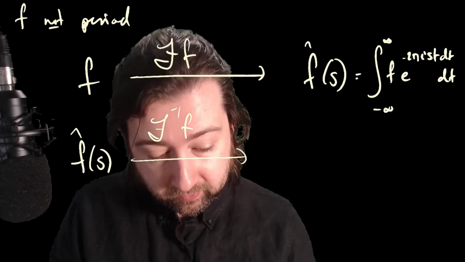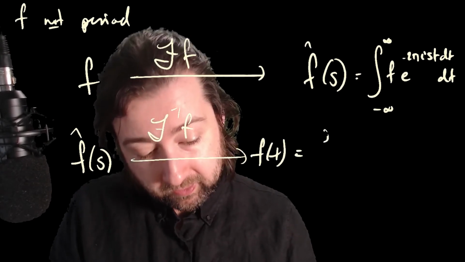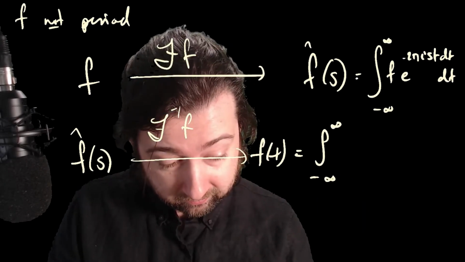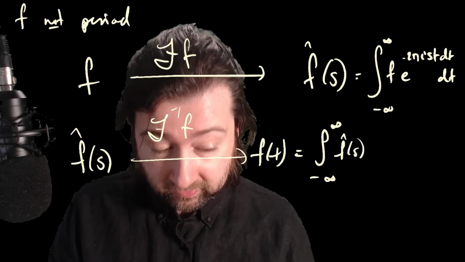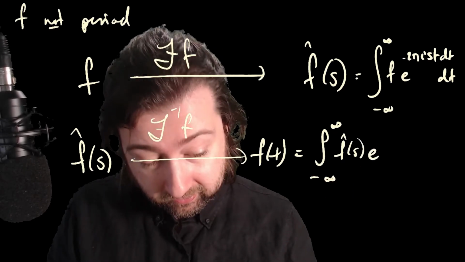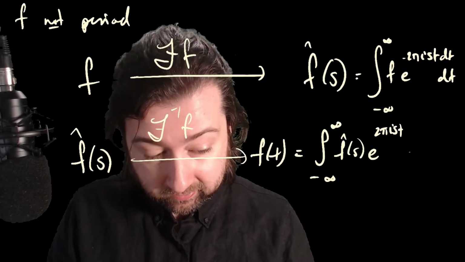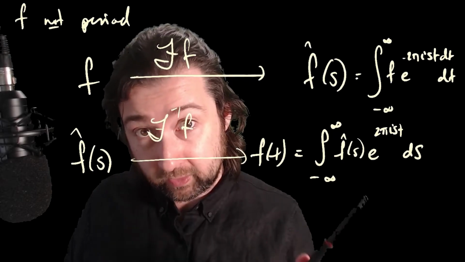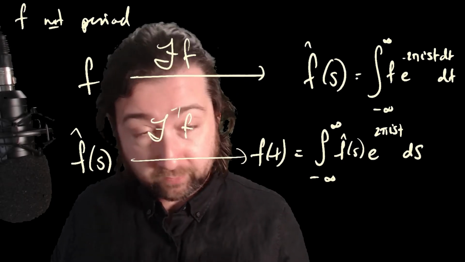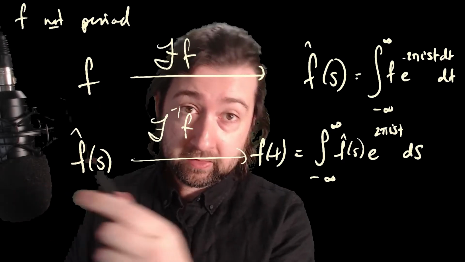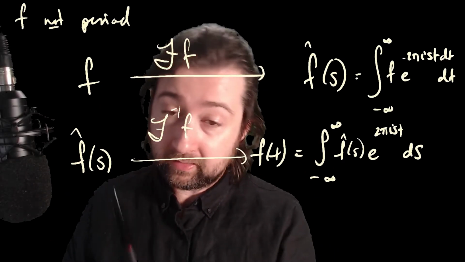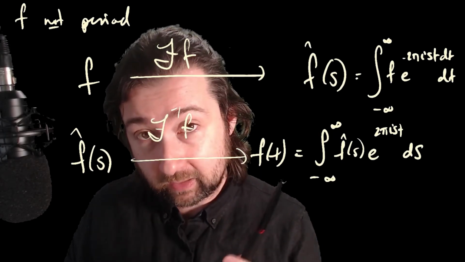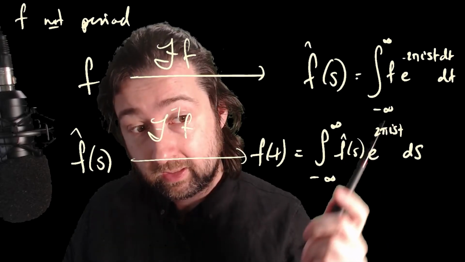The inverse Fourier transform builds f of t by integrating from minus infinity to infinity the Fourier coefficients times the harmonics they apply to, e to the 2 pi i s t ds. So this is the synthesis step when we're working with the Fourier transform. The Fourier transform takes functions in the time domain and spits out functions in the frequency domain, and the inverse Fourier transform takes frequency domain functions and puts them back into the time domain. This integrates away the t, and this integrates away the s.